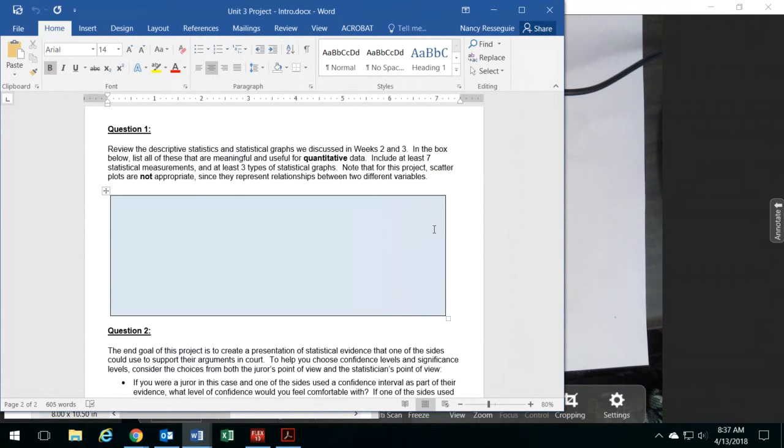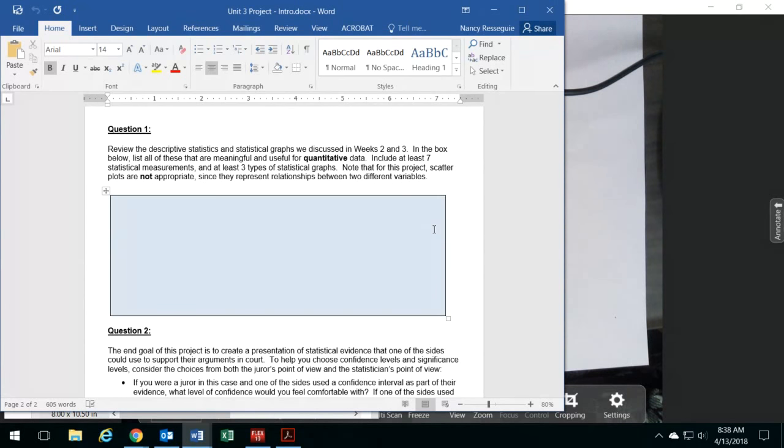So for example, things like bar graphs are not. Those are more for qualitative data. Things like pie charts, those kind of things are not what we're looking for here. So for example, for graphs for quantitative data and displays, you could do things like frequency distributions, you could do histograms, box plots, some of those type of things.